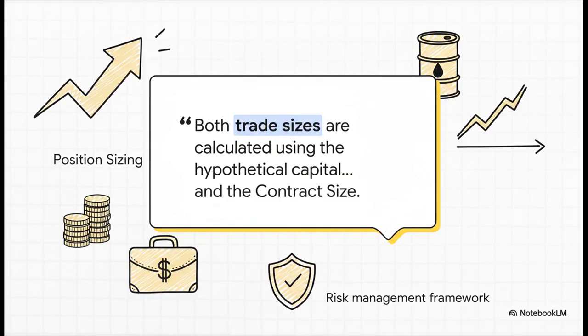So that brings up the big question. How is the actual trade size determined? Well, it's not arbitrary. This quote tells us the core formula. Both trade sizes are calculated using the hypothetical capital, the investor's maximum allowed drawdown, the third triangle domain percentage, the risk coefficient, and the contract size. That right there is the central calculation for managing risk in the system.